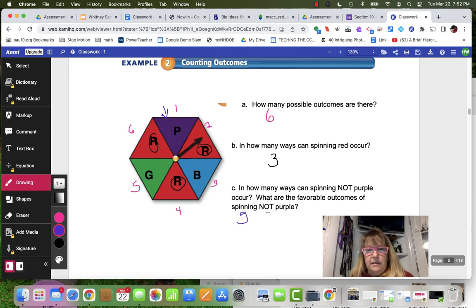And then it asks, what are the favorable outcomes of spinning not purple? Those would be red, blue, red, we have to list it again because there's more than one red, green, and red again. So 5 is the number of ways that you can spin not purple, and the favorable outcomes of spinning not purple are red, blue, red, green, and red.